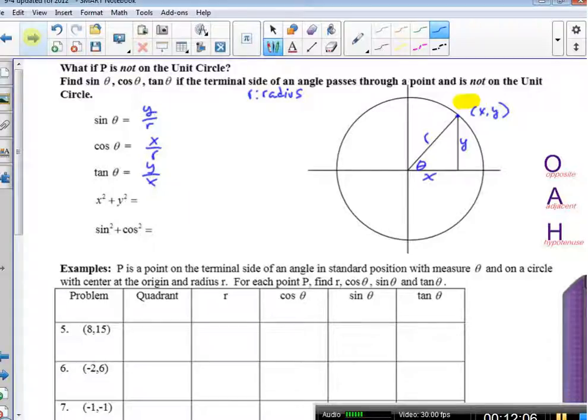Now x squared plus y squared equals r squared. And sine squared plus cosine squared is going to actually equal 1. From the unit circle, that was true from the unit circle back on the previous page.